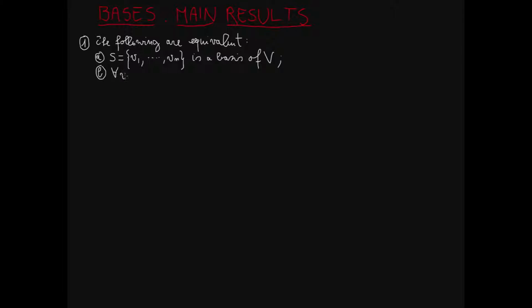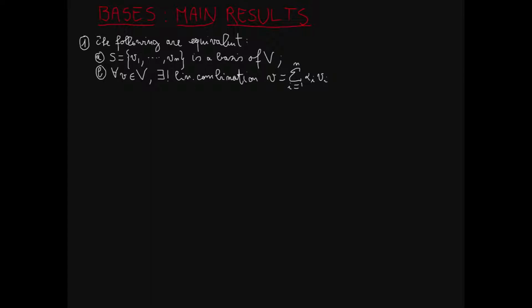B: For each vector v in the vector space V, there exists a unique linear combination of the vectors vi representing v. So v equals the sum for i goes from 1 to n of, let's say, alpha_i vi.